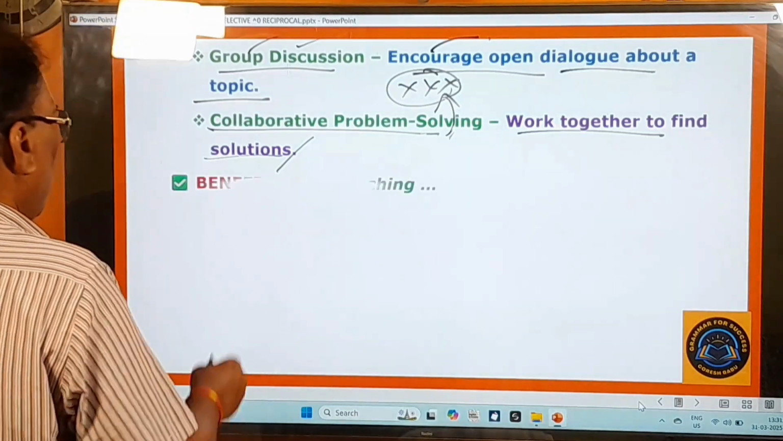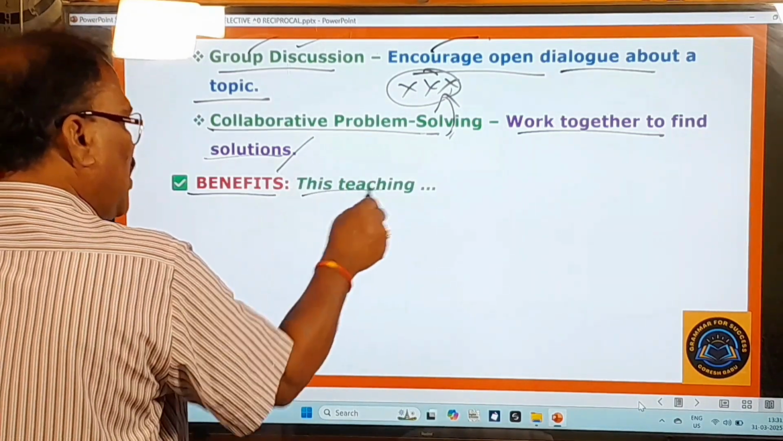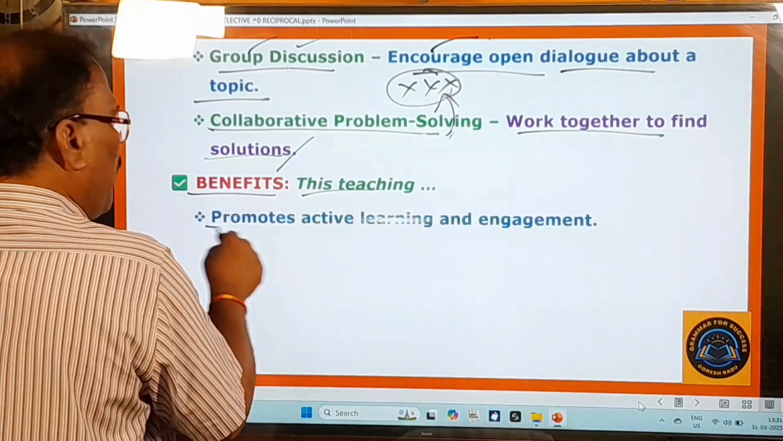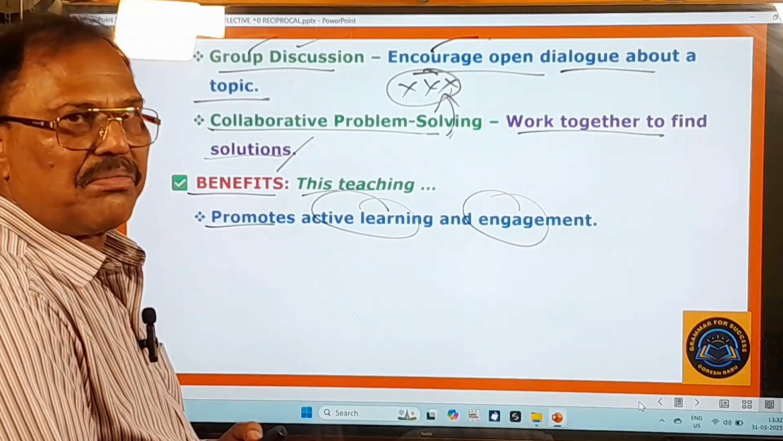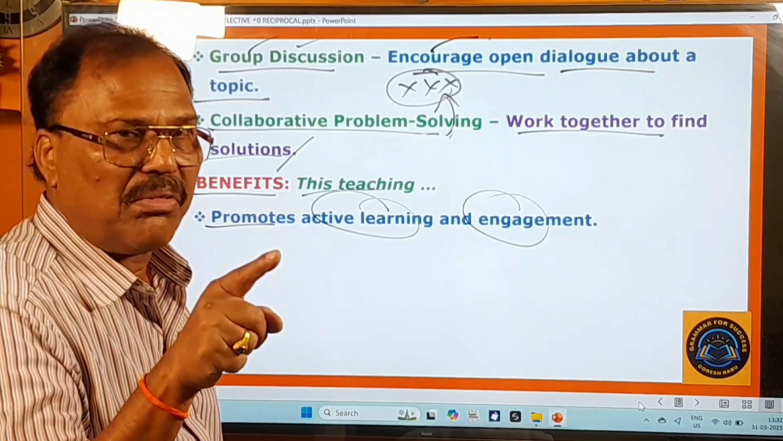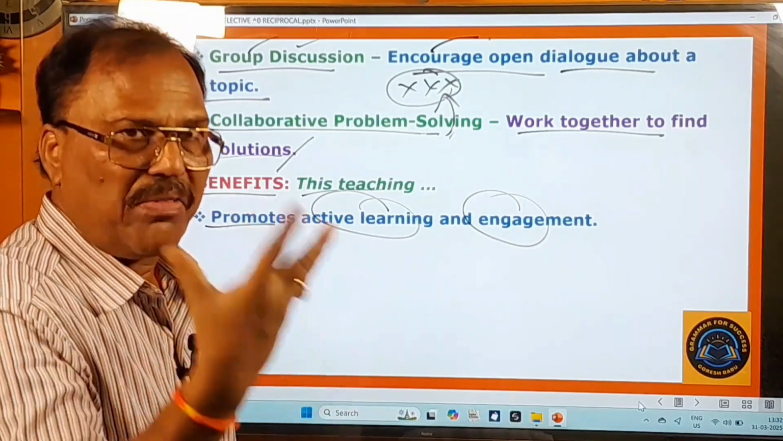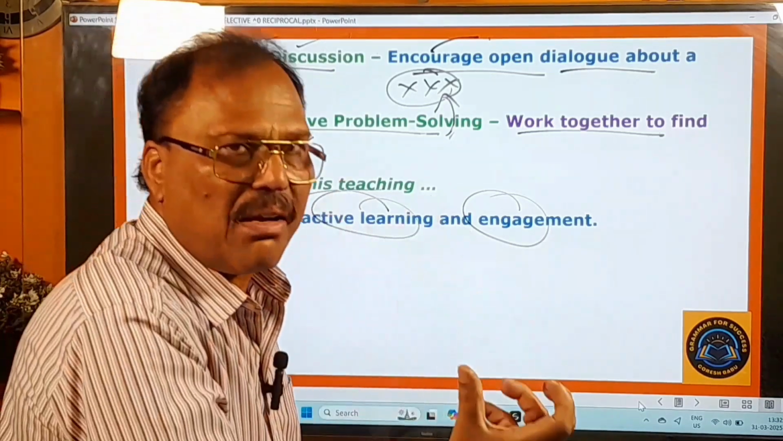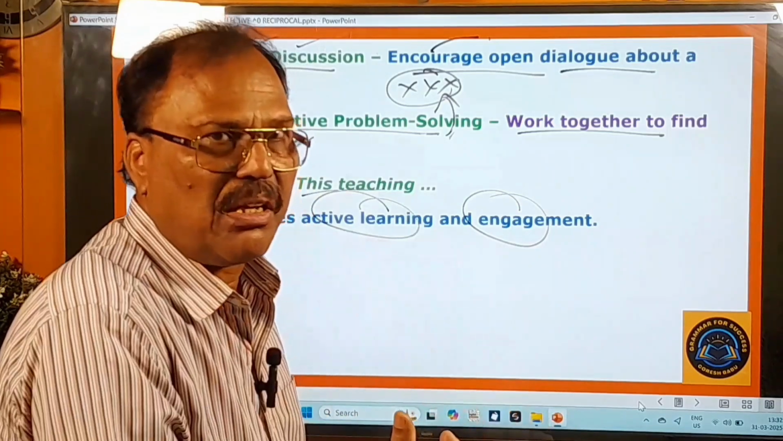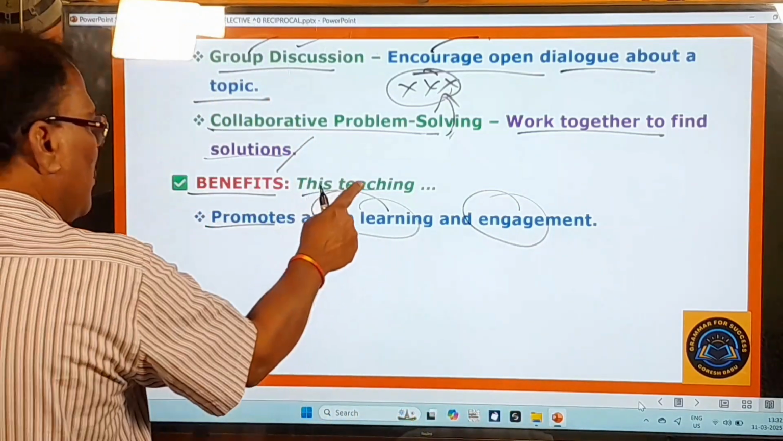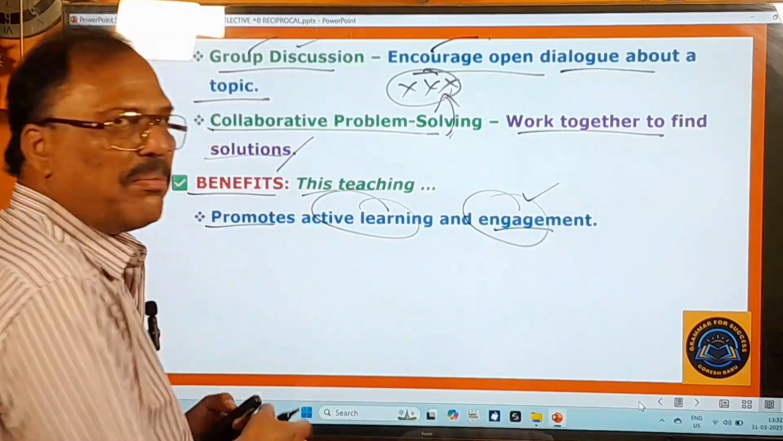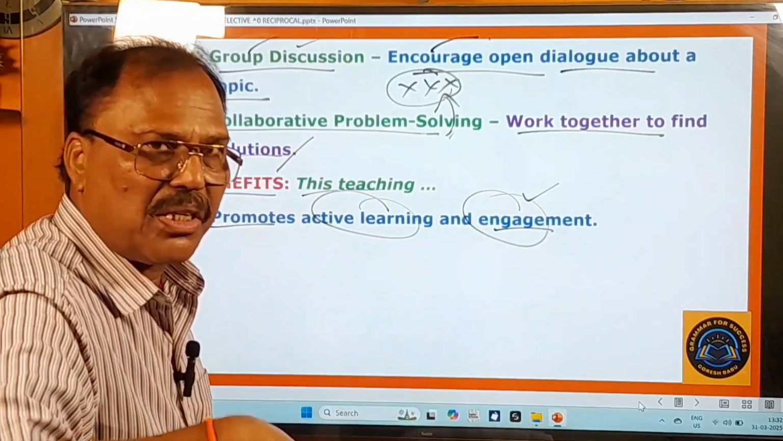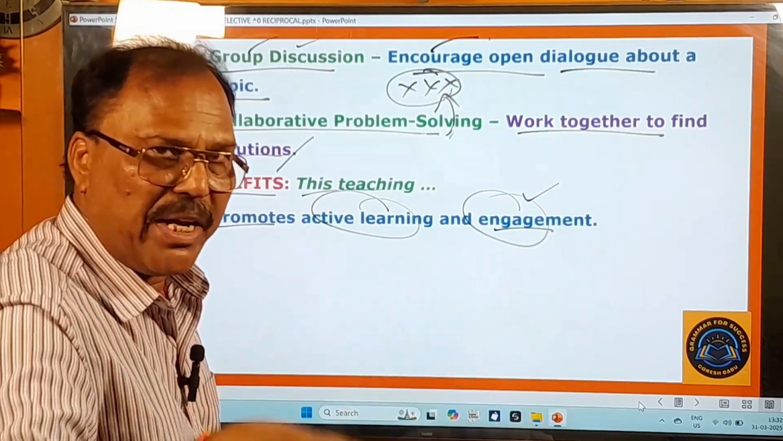And you go to the benefits of this teaching. What does this teaching do? It promotes active learning and engagement. Active learning means not passive. Learning should not be passive. It should never be passive. It should always be active. Active is zealous learning or enthusiastic learning. So here this teaching promotes active learning. It also promotes engagement. Engagement means involvement in the discussions, in the dialogues, in the debates and all that.